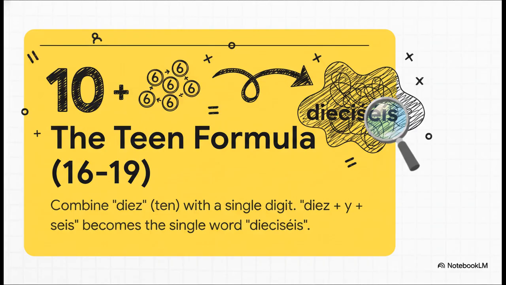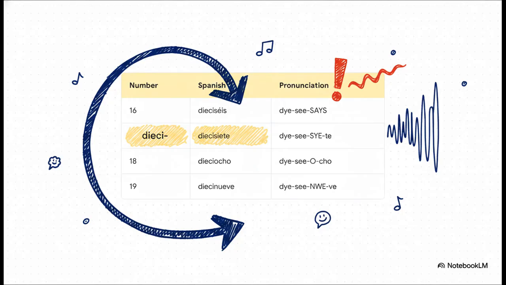Think about it like this. Sixteen, which means 10 and 6, all get squished together into one single word, dieciséis. That's it. That's the whole trick. So let's take a look. 16 is dieciséis, 17, diecisiete, 18, dieciocho, and 19, diecinueve. You can totally hear it, right? It's 10 plus the number.